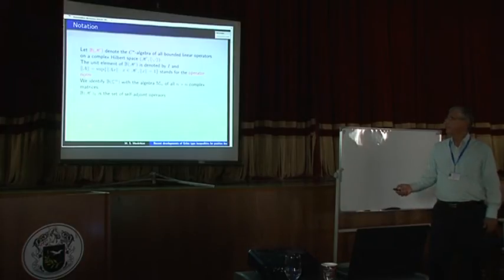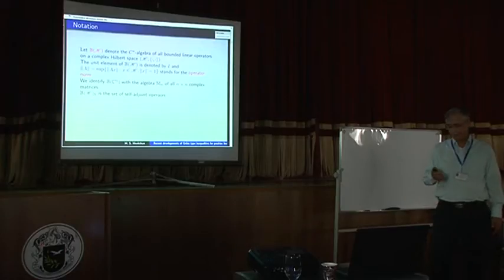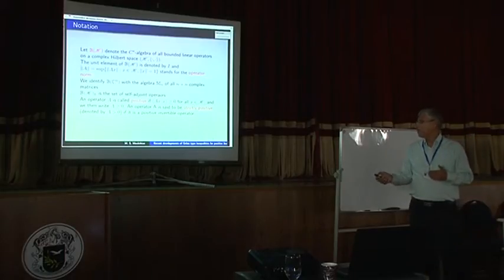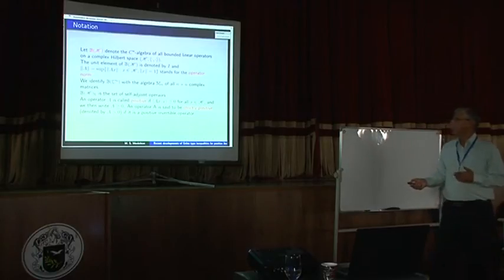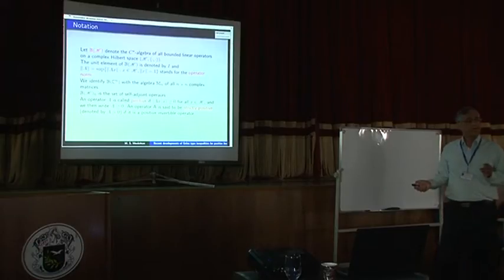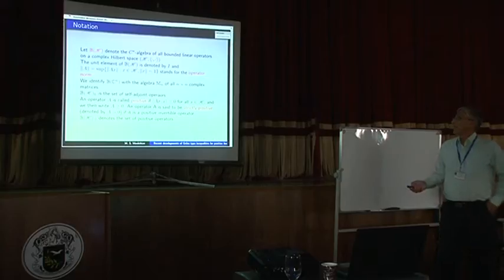And we denote by B(H)_sa the set of all self-adjoint operators. An operator is called positive if this inner product is greater than or equal to 0 for all x in H. In the case that A is positive and invertible, we say that it is strictly positive, and we denote it by this notation. We also denote by B(H)_+ the set of positive operators. So B(H)_+ are positive operators, B(H)_sa self-adjoint operators. This denotes the operator norm.